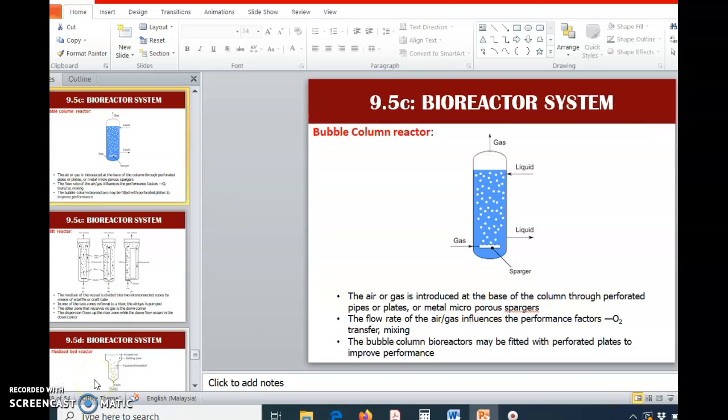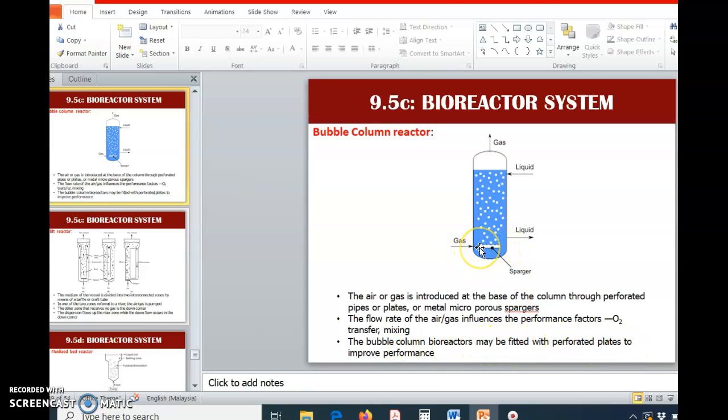Okay, the second one is the bubble column reactor. The design is quite simple. You just use a sparger to produce bubbles that will mix the content. The air or gas is introduced at the base of the column through perforated pipes or plates or metal microporous spargers. The flow rate of the air or gas influences performance factors, for example oxygen transfer and mixing. The bubble column bioreactor may be fitted with perforated plates.